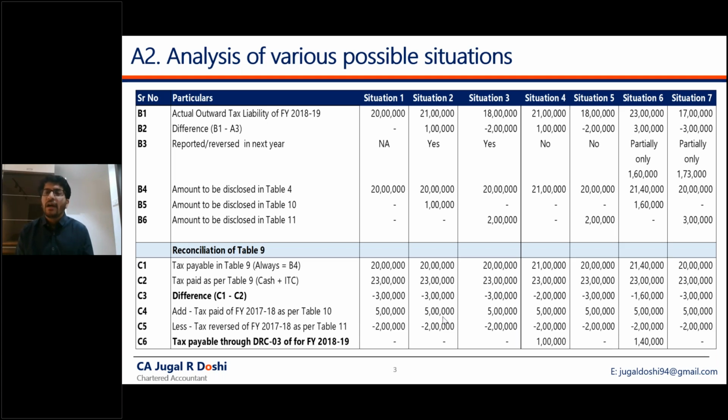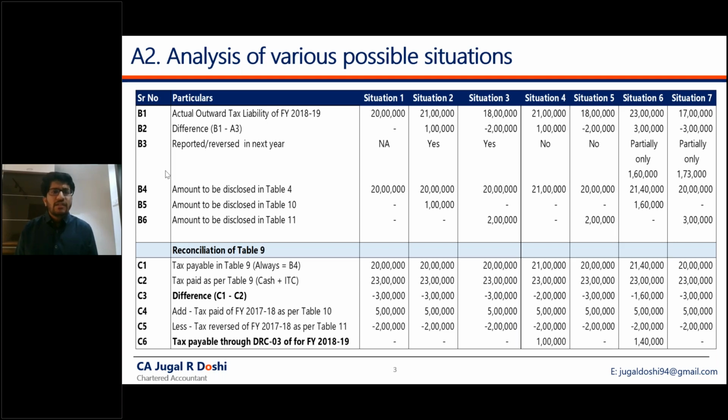And in situation 7, my actual tax liability is 17 lakhs only. Out of the reversal of 3 lakhs, I have reversed 1,73,000 only. So now in this case, the remaining 1,27,000, though I have not reversed, I will show as reversed in the next year, that is in FY 19-20, in table 11 of GSTR 9 of FY 18-19, and I will reverse in the current month and show 20 lakhs in table 4 as against 20 lakhs reported, and no difference. Alternative over here is I will show net and I will claim a refund of 1,27,000 also.